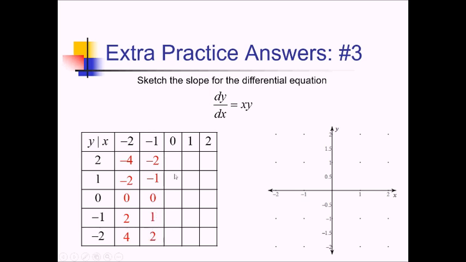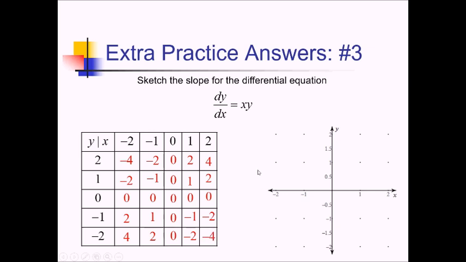Next, we have 0 times all the y values. So this is going to be 0 all the way down for every single one of these. No need to overthink it. Now we have 1 times all the y values. So we just have 2, 1, 0, negative 1, and negative 2. And finally, we have 2 times all the y values. So pretty much doubling everything in this column. So we have 4, 2, 0, negative 2, and negative 4.